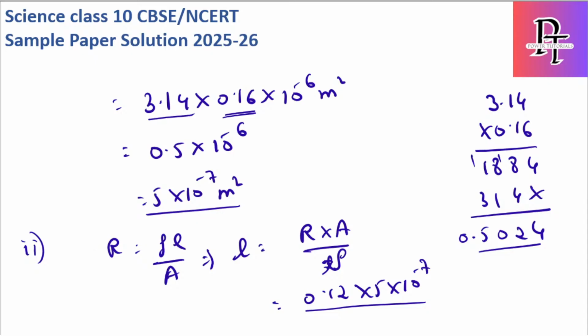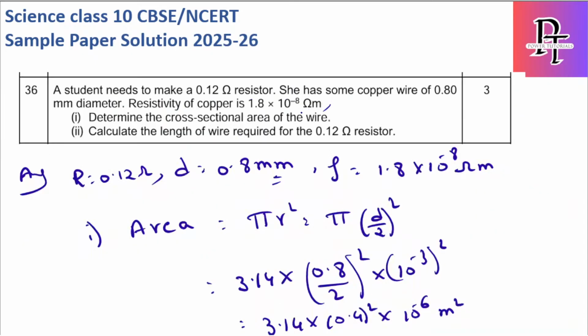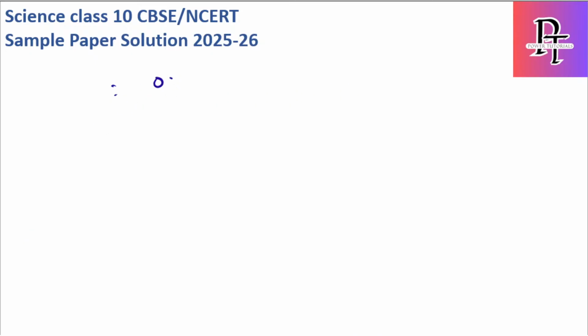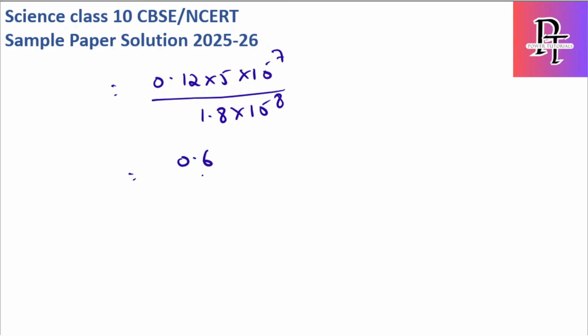Okay, so what is rho they have provided? 1.8 into 10 to the power of minus 8. Okay, so I'll write it in the next one again. 0.12 into 5 into 10 to the power of minus 7 by 1.8 into 10 to the power of minus 8. Okay, so 12 5s are 60, so 0.12 into 5 will become 0.6 by 1.8. 10 to the power of minus 8, if it goes to the top, becomes 10 to the power of 1.